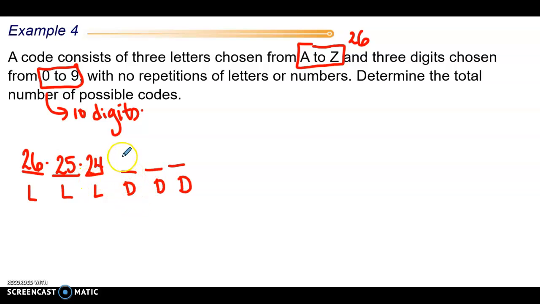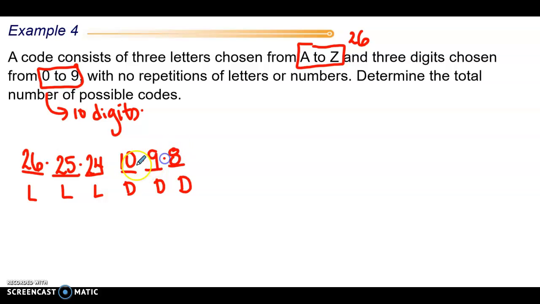Similarly, we have 10 digits, so there are 10 digits to choose from to place in the first position. We cannot repeat digits, so whatever number is here, we cannot place it here. So now there are only 9 choices for the second and 8 for the third.